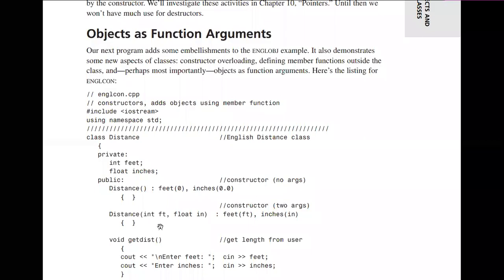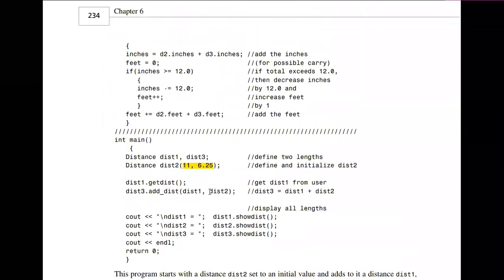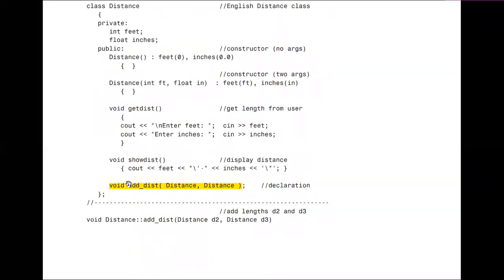So this is the program where we pass functions as a parameter. Okay, so how does it work? Basically, this is the function. In this function, you see the name of the function is add distance, and there are two objects being passed as parameters, distance, distance. So both of them are basically objects.